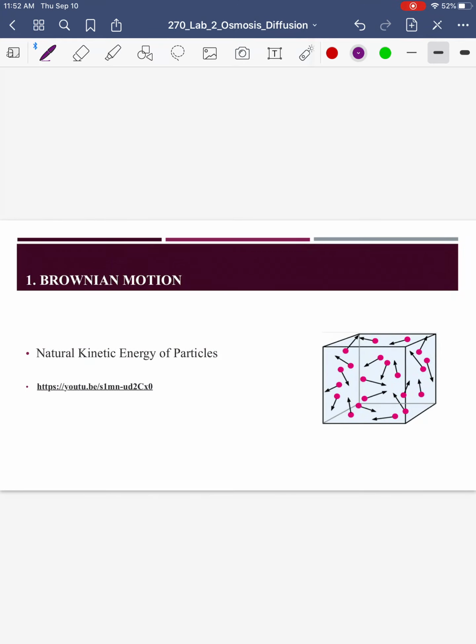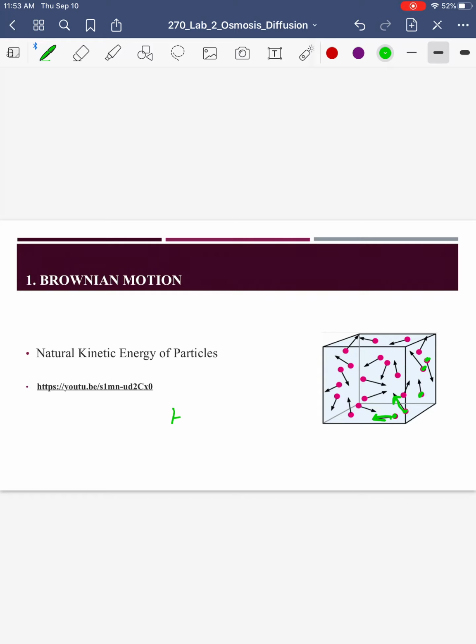All right, so going through this lab procedure, number 1 is to define and look at Brownian motion. Brownian motion is simply that particles have this natural kinetic energy. They're jumpy, they're jittery. This picture is trying to show you these little purple molecules, they have a natural random kinetic energy. Sometimes the kinetic energy of a particle will push it this way, sometimes it'll push it that way. But the idea is that particles are naturally, randomly jumpy.